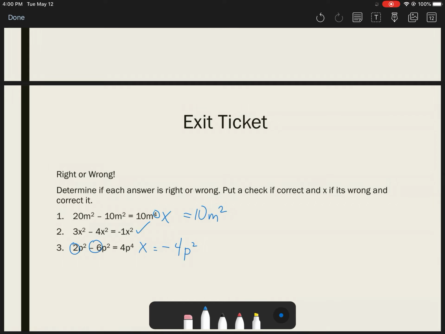All right, guys, that is all for today. Tomorrow, you are going to learn how to multiply monomials. All right, I hope you guys have a great day, and check out what I have in store for you tomorrow.